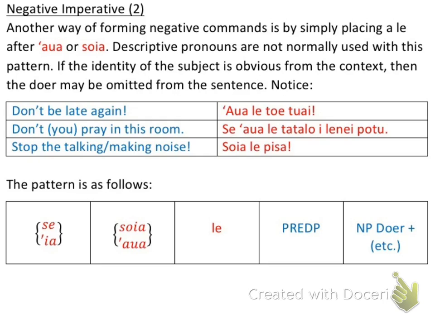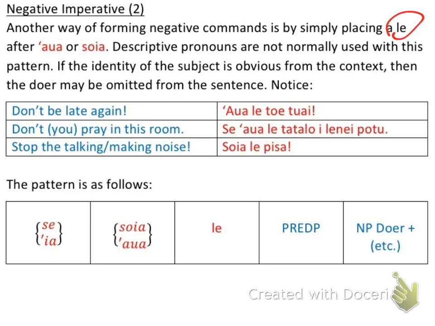Okay, moving on to the second form of imperatives, negative imperatives, is that I can simply place a word lay. And I'm really sorry, but this word right here should be in red, and I'm sorry that I neglected to see that. But yeah, lay can come after awa or soia, and these descriptive pronouns are not normally used with this pattern, so I'm going to start using emphatic pronouns with this a little bit more.